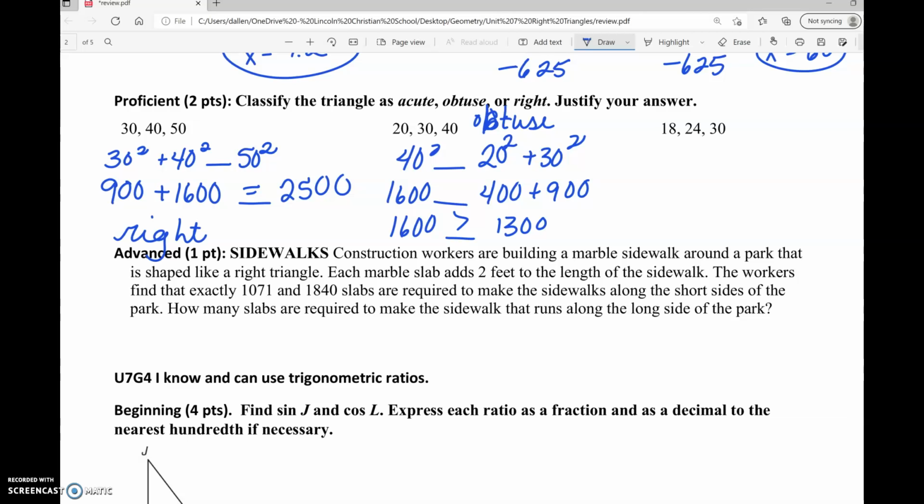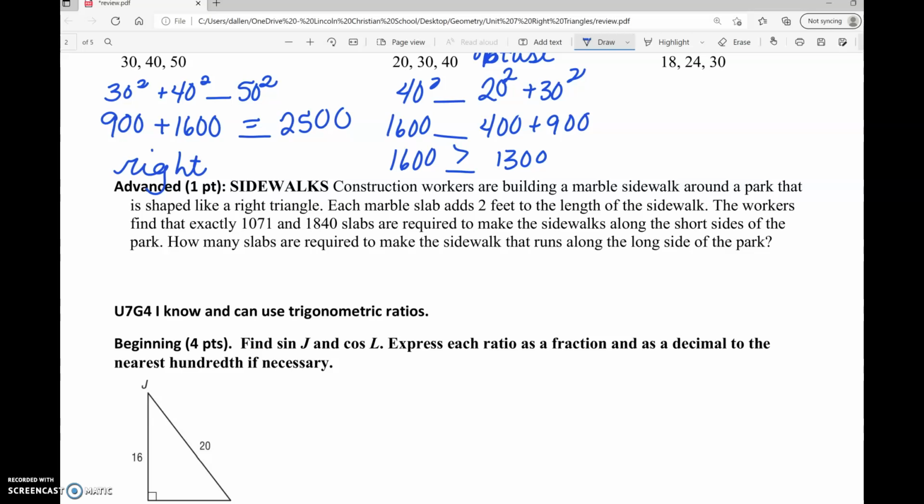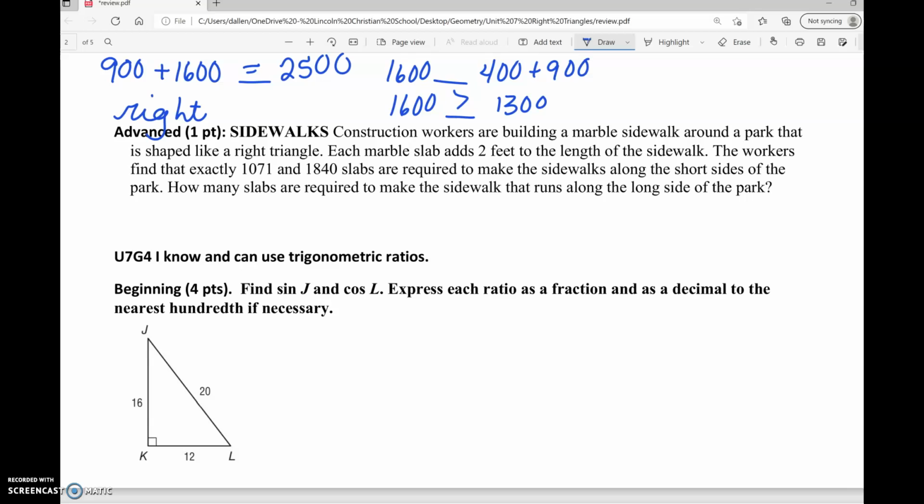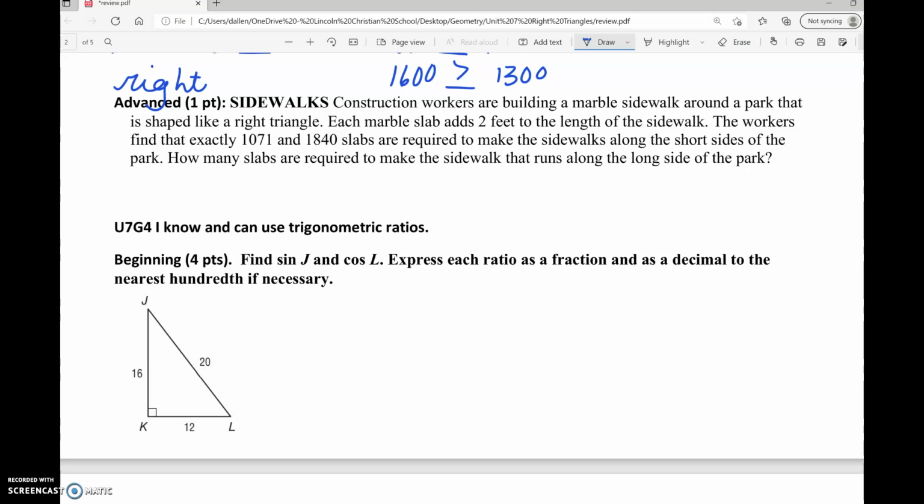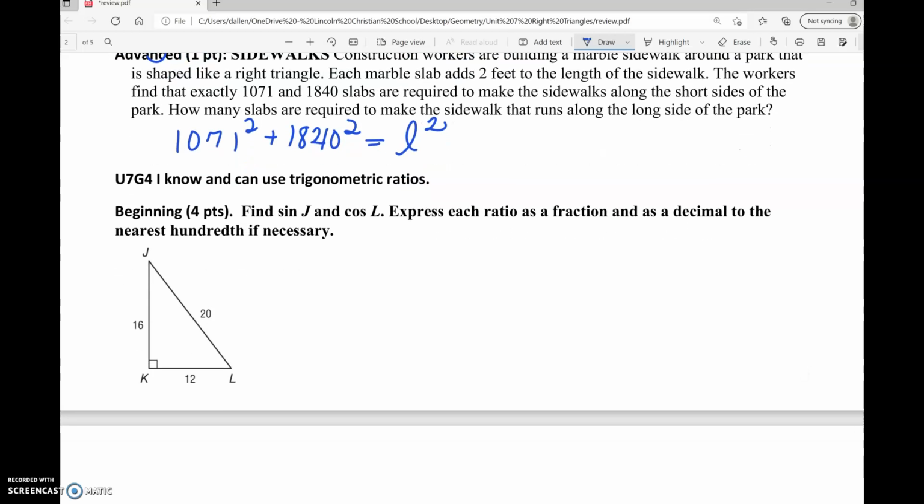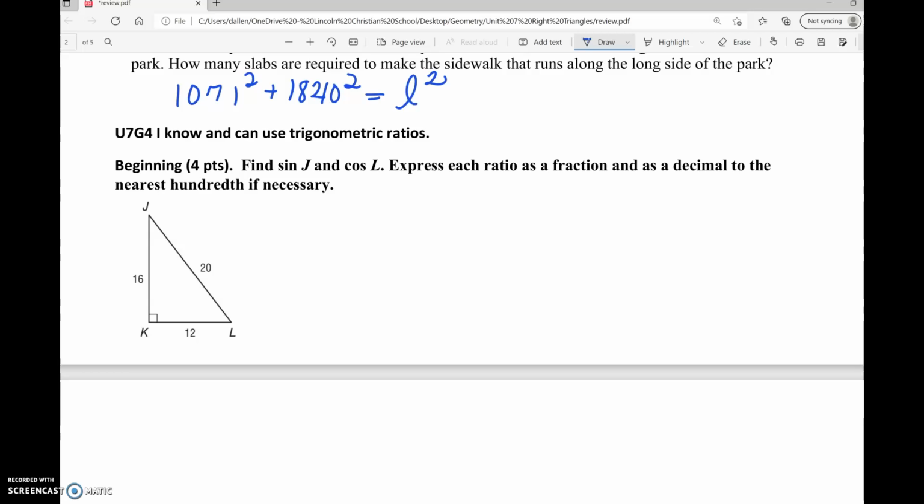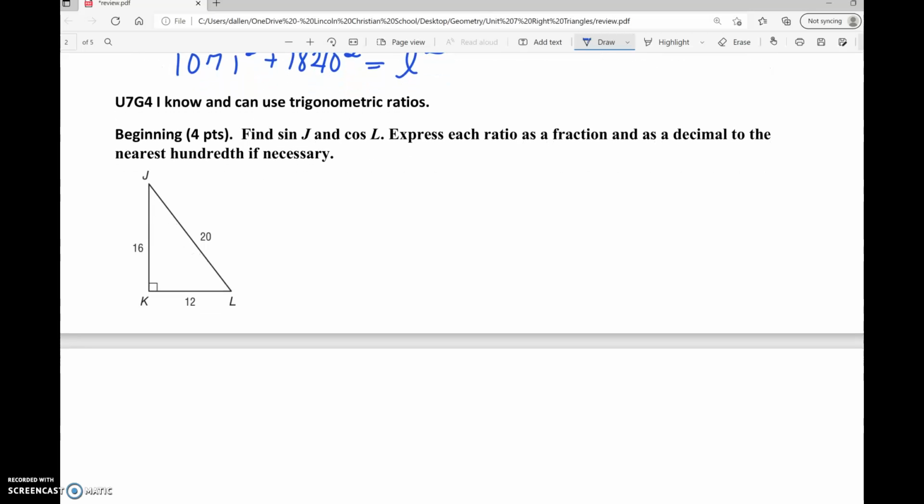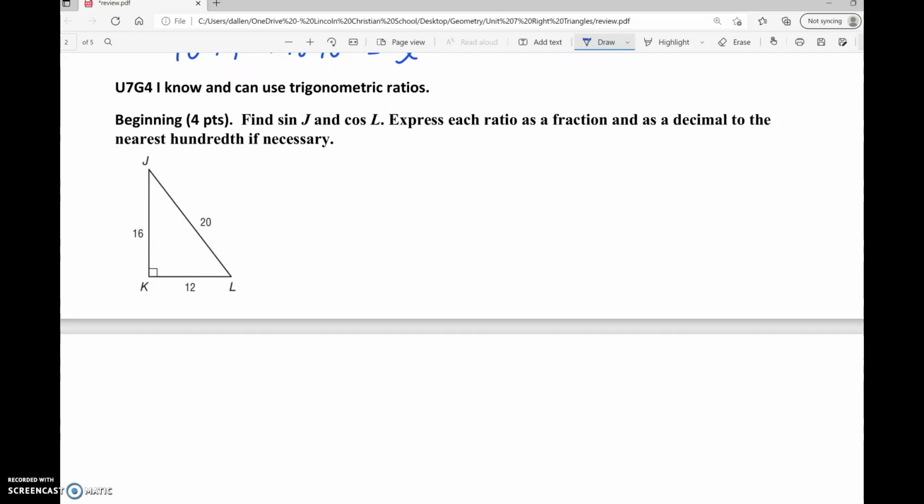Construction workers are building a marble sidewalk around a park that is shaped like a right triangle. Each marble slab adds 2 feet to the length of the sidewalk. The workers find that exactly 1,071 and 1,840 slabs are required to make the sidewalk along the short sides of the park. How many slabs are required to make the sidewalk along the long side? So here you would just do 1,071 squared plus 1,840 squared, and that will equal the long side squared, or the hypotenuse squared. And I'm going to let you work that out for time's sake. I think it's 2,129. It's kind of moving fast so that we can not run out of time.